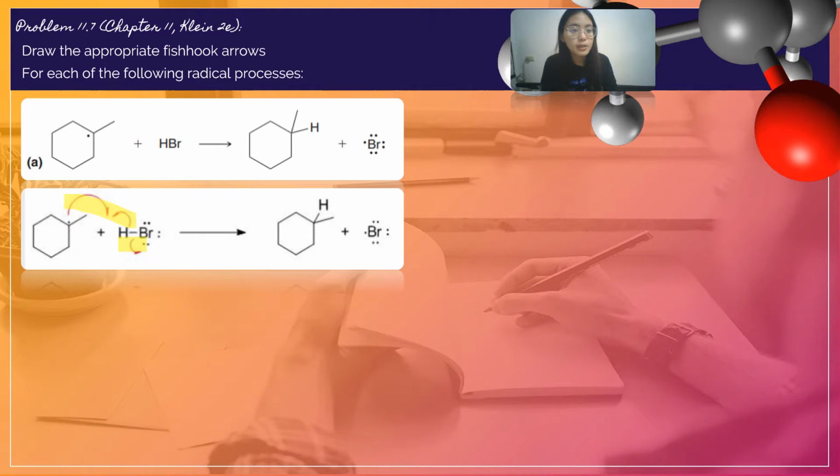This is an example of a hydrogen abstraction process. So we must note that the more electronegative bromine ends up leaving with the electron it had previously contributed to the H-Br bond.